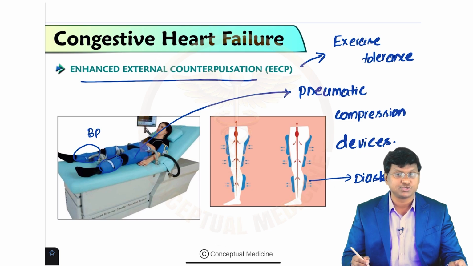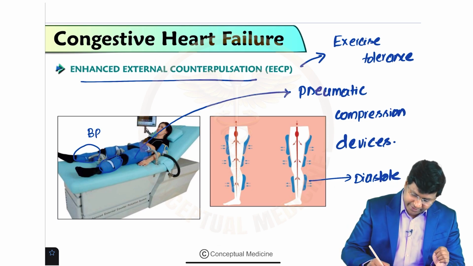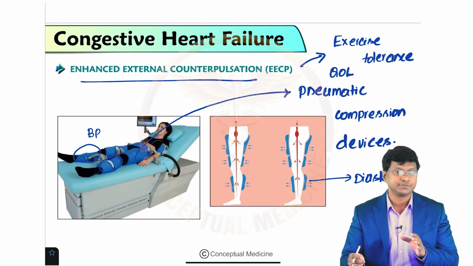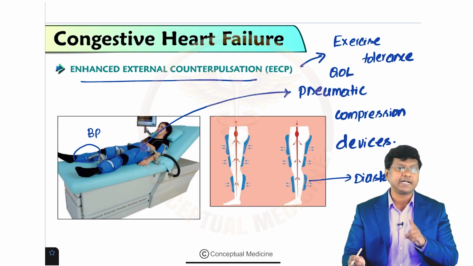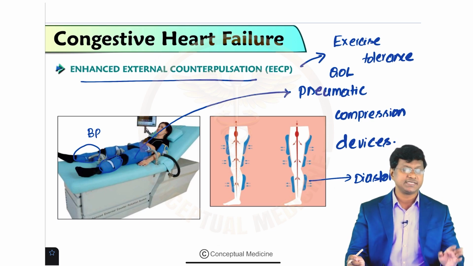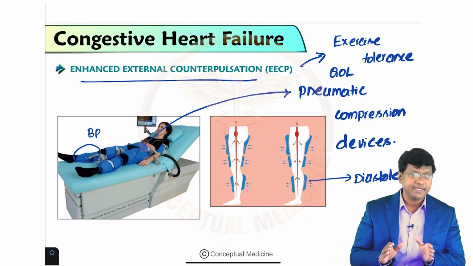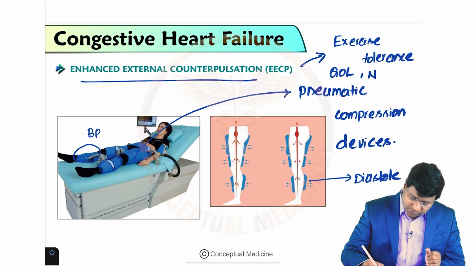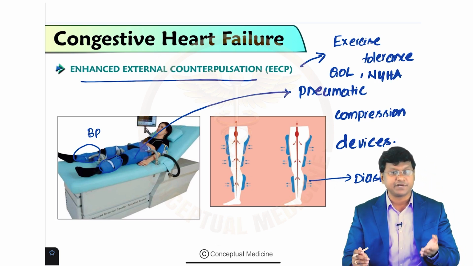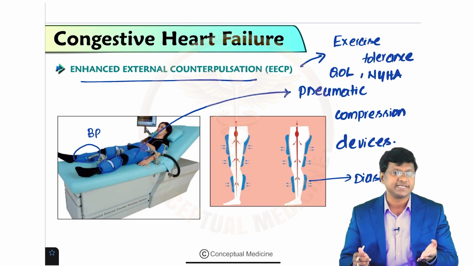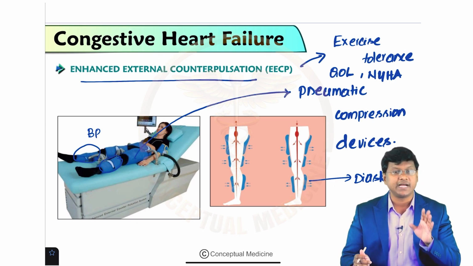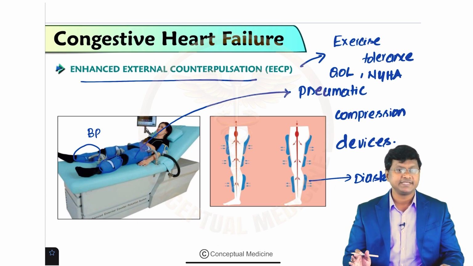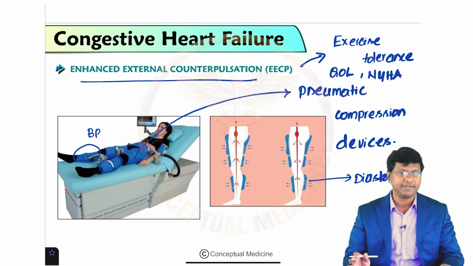Right, it improved exercise tolerance and it also improved quality of living and NYHA classification, but without an accompanying increase in peak oxygen consumption. This EECP will improve the quality of life. It will also improve the NYHA functional classification, and it also improved the exercise tolerance, but without an accompanying increase in the peak oxygen consumption. So that is about your EECP, that is enhanced external counterpulsation technique.